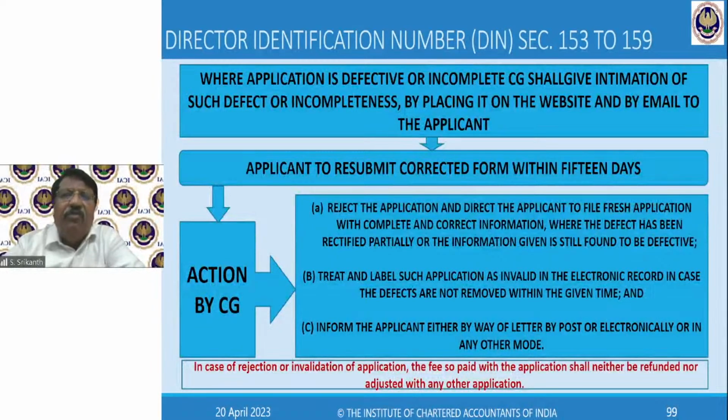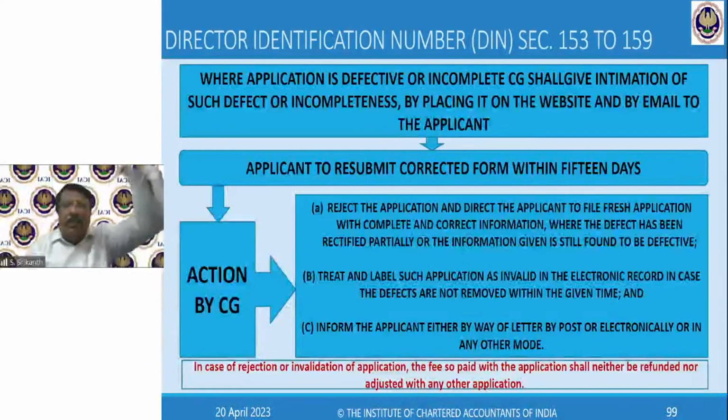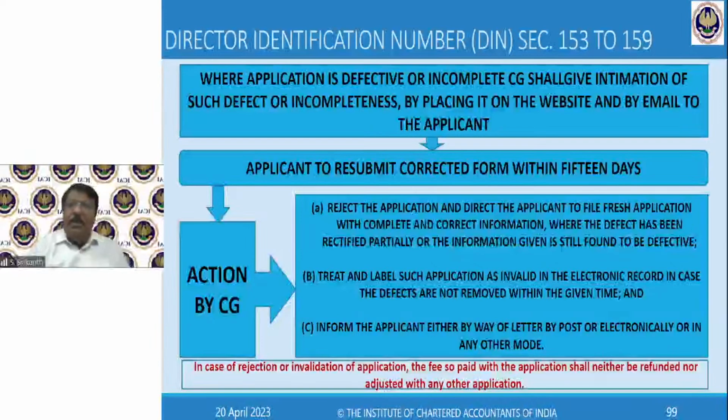Where application is defective or incomplete, central government shall give intimation of such defect or incompleteness by placing it on the website and by email. Applicant has to resubmit the form within 15 days. Once the resubmission is done, they may reject the application because still it is not corrected properly to their satisfaction. Applicant to file fresh application with complete and correct information, or treat and label such application as invalid. And lastly, inform the applicant either by way of letter or by post or in any other way. In case of rejection or invalidation, the fees paid shall not be refunded.